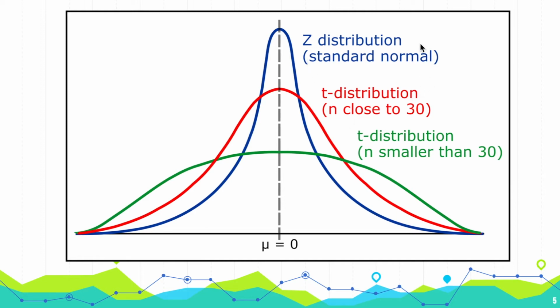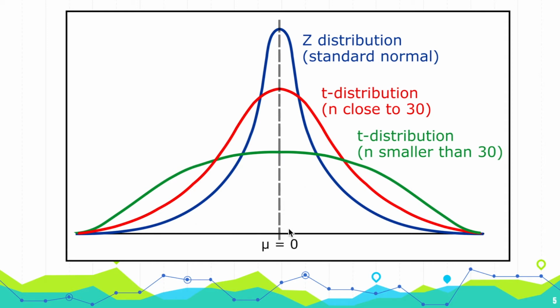So let's compare the z-distribution to two t-distributions, with n around 30 and then smaller than 30. As you can see, all three of these distributions are symmetrical around 0, so the mean is 0. And they all have a kind of curved shape. The z-distribution, or the standard normal curve, is this blue, very peaked distribution. It's the tallest one. Most of the probability is here in the center, and it has very little probability here in the tails of the distribution.